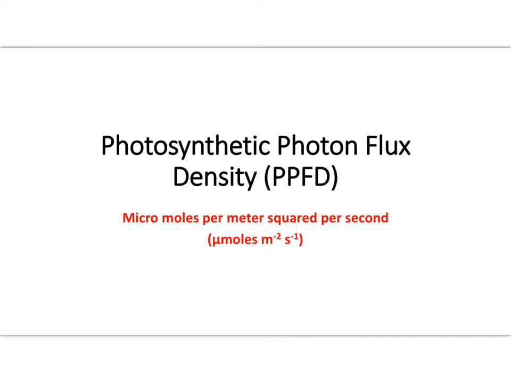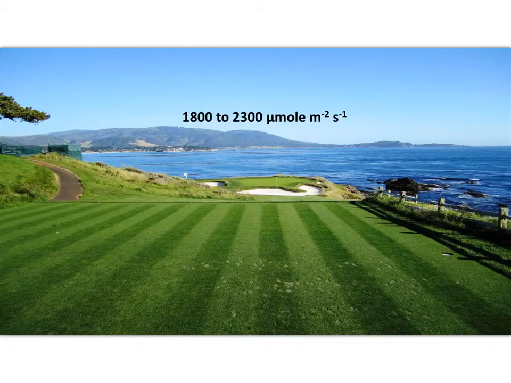To express photosynthetically active radiation on a quantum basis, the units we use are micromoles per meter squared per second. To quantify this brightness or intensity of light within the photosynthetically active radiation, we use the term photosynthetic photon flux density. Light intensities can reach 1,800 to 2,300 micromoles per meter squared per second at sea level on a cloudless day.